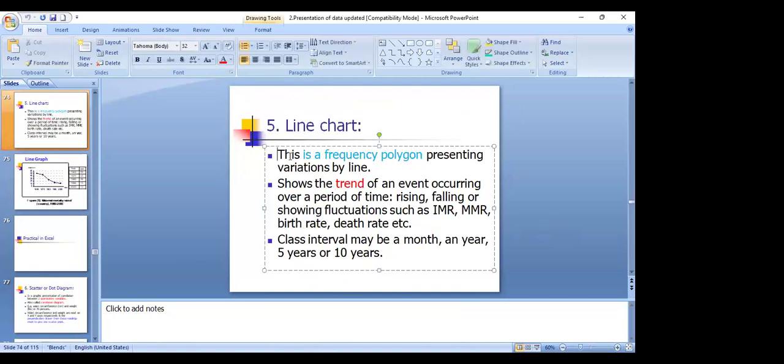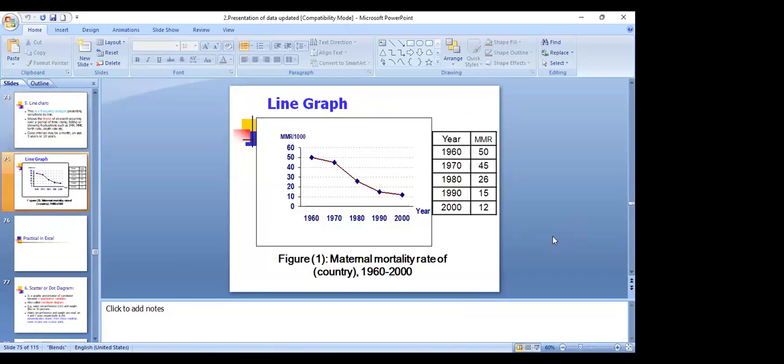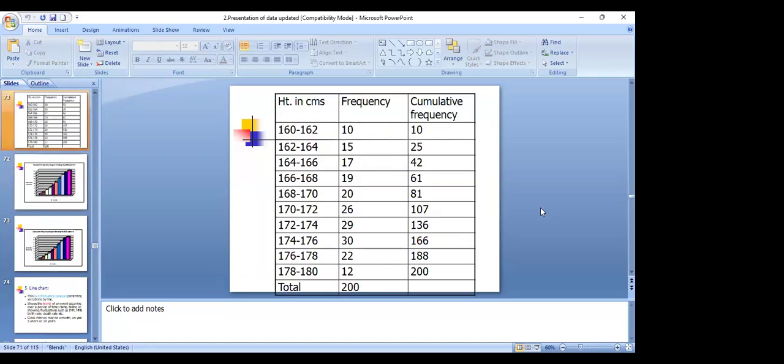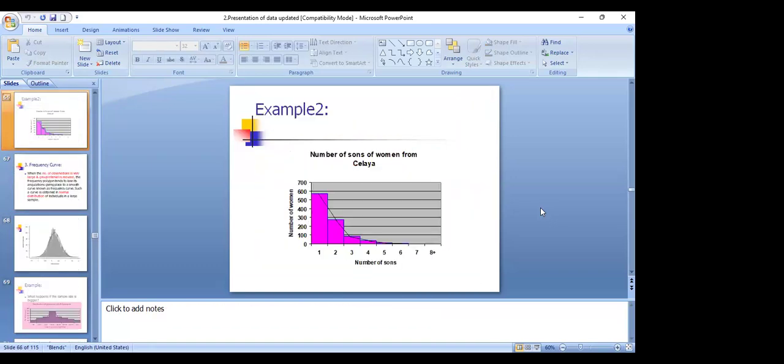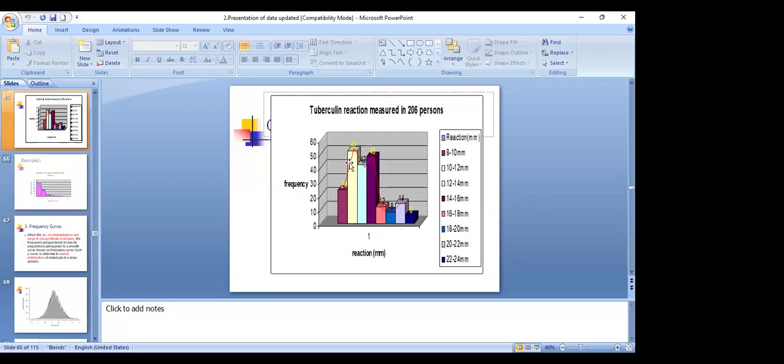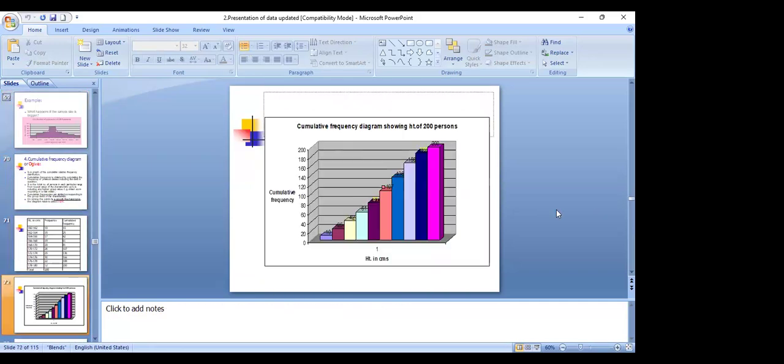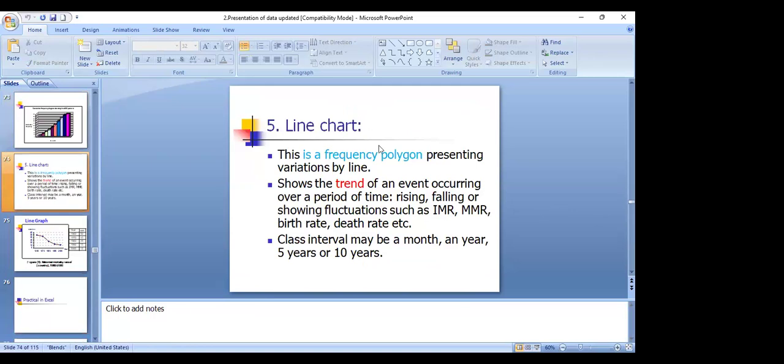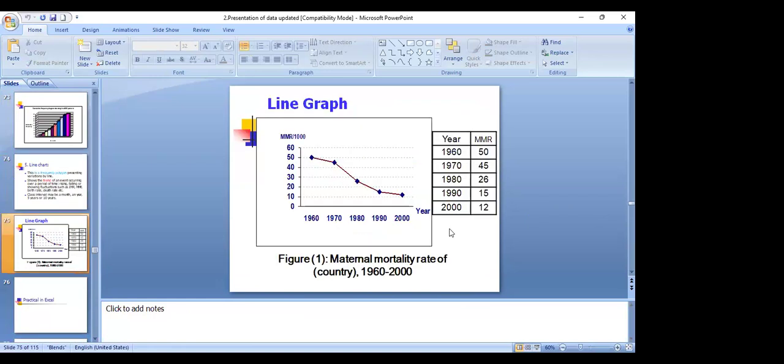This was the first line. This is a frequency polygon presenting variations by line. So a line chart is essentially a frequency polygon without the background histogram. That is it. There is no fundamental difference. When you draw the histogram, you draw the midpoints, you join the lines, what you get is a frequency polygon. But you can appreciate the histogram at the back, in the background. Whereas in case of a line chart, this is also a frequency polygon, but you are showing variations only by line. You're omitting the histogram here.